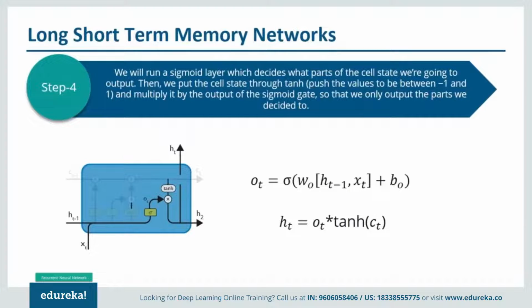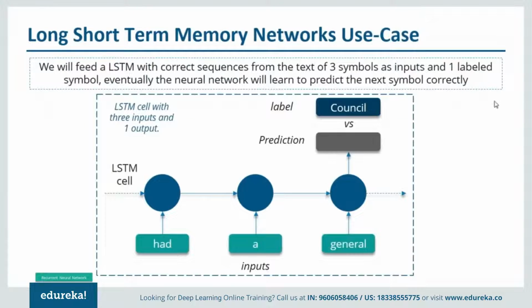Now we'll look at a use case where we'll be using LSTM to predict the next word in a sentence. Alright, let me show you how we are going to do that. So this is what we are trying to do in our use case, guys. We'll feed our LSTM with correct sequences from the text of 3 symbols, for example, had a general, and a label that is council in this particular example. Eventually, our network will learn to predict the next symbol correctly.